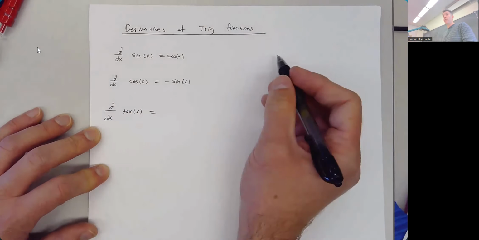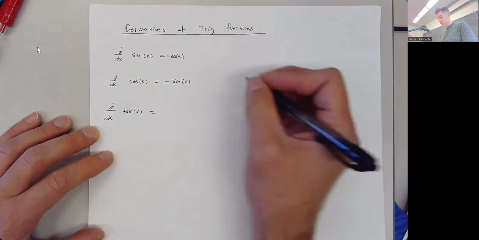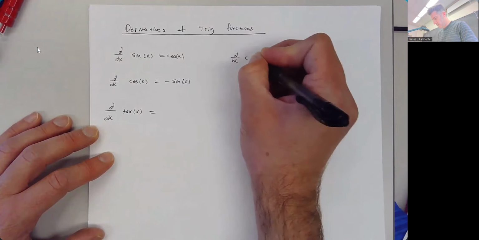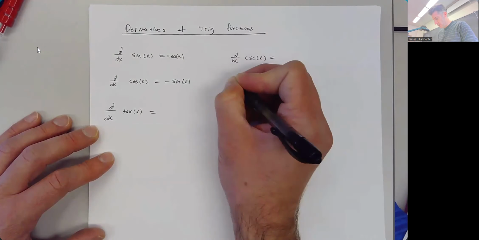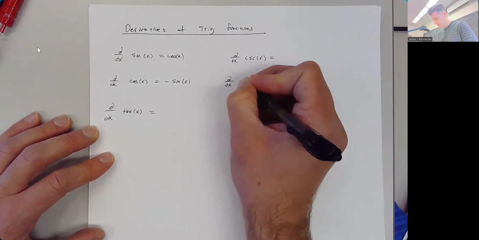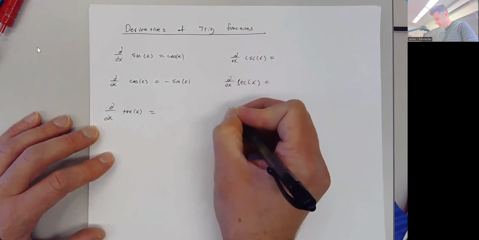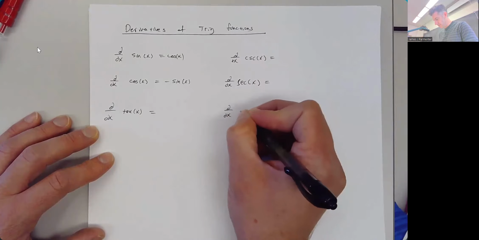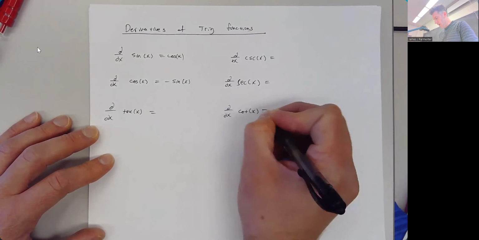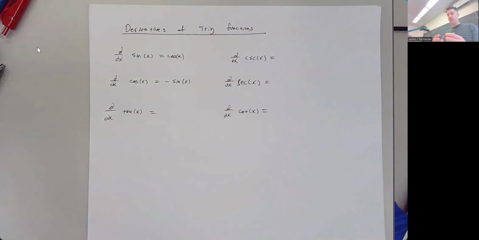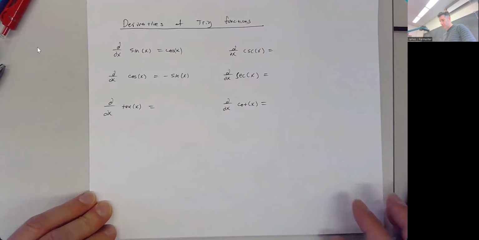And then over here to the right, we're going to write all the reciprocal functions. So the reciprocal of sine is cosecant. So we're going to do the derivative of cosecant, derivative of secant, and the derivative of cotangent. Those are all on the agenda. And there's actually some really nice patterns to see when we find these. So let's talk about the derivative of tangent first.